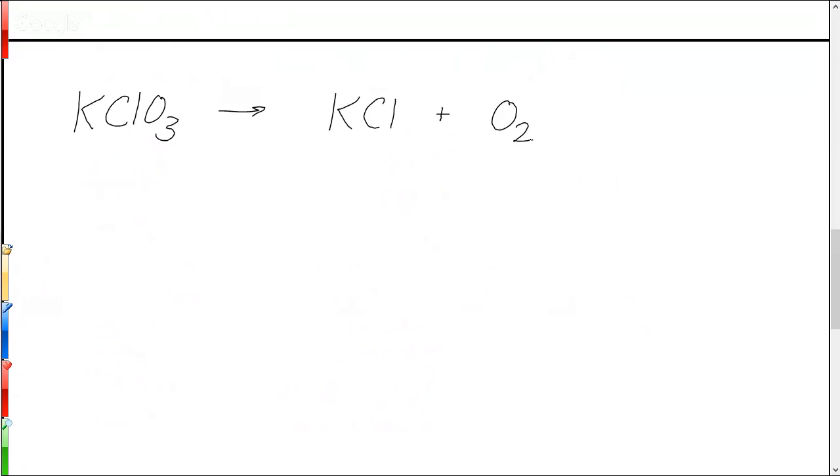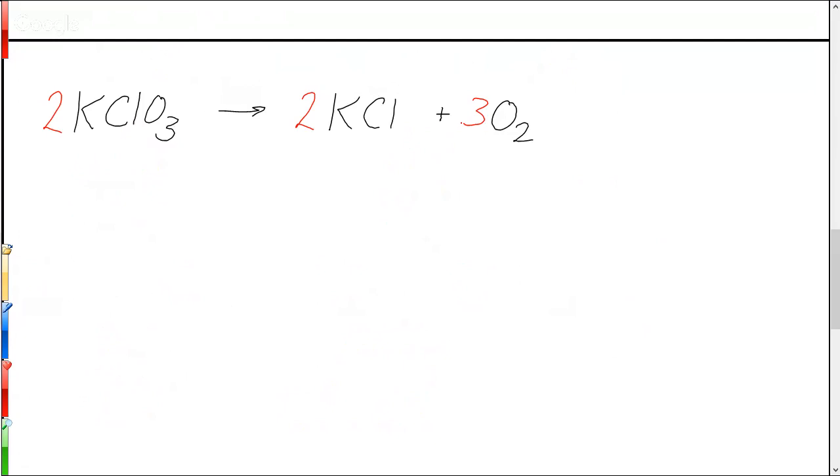All right, were you able to get this one? Yeah, so how'd you work on this one? What'd you do? Just put 2 in front, and then 2 and then 3. 2, 2, and 3. All right, so does that work? Let's check it out. We got 2 Ks on the left, 2 Ks on the right, 2 Cls on the left, 2 Cls on the right, 6 Os on the left, 6 Os on the right. So it works.